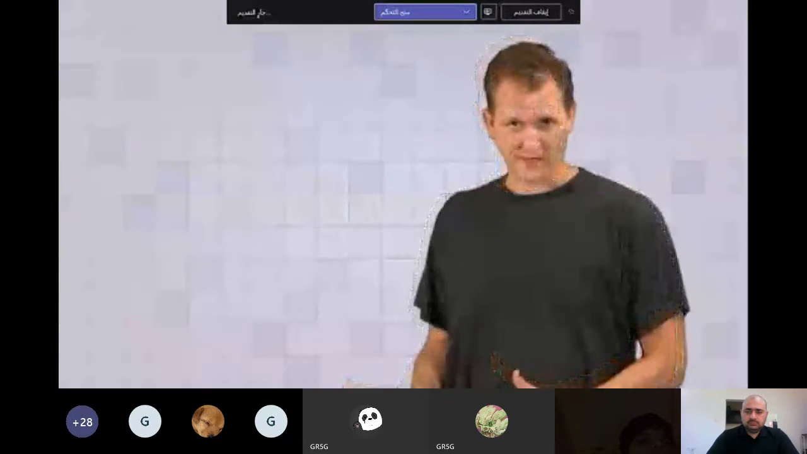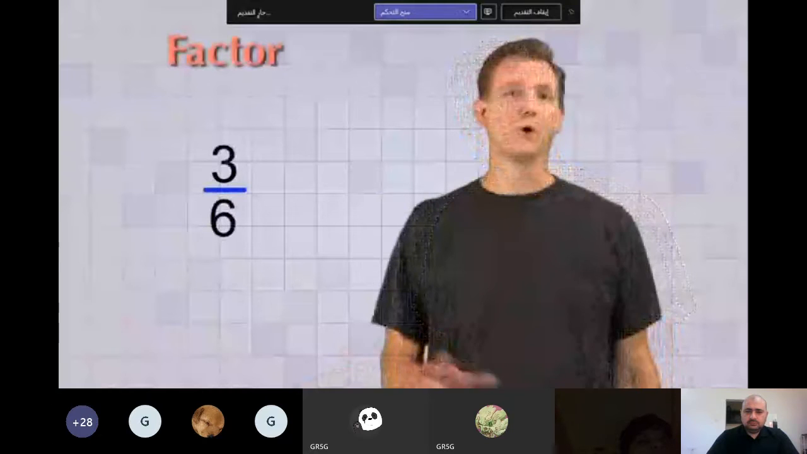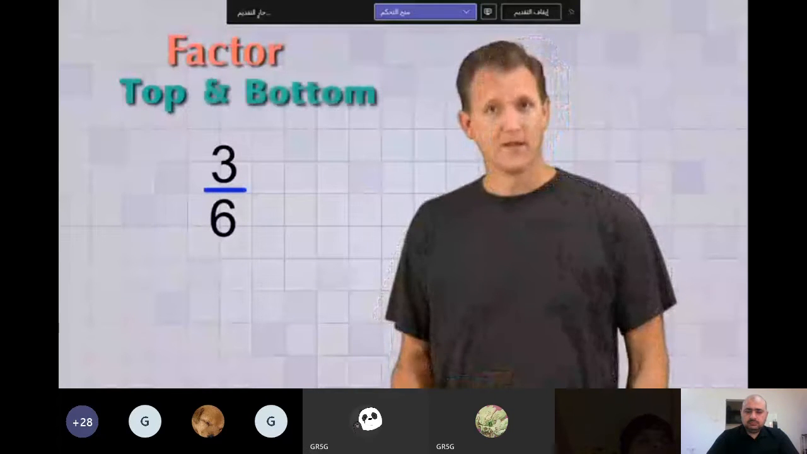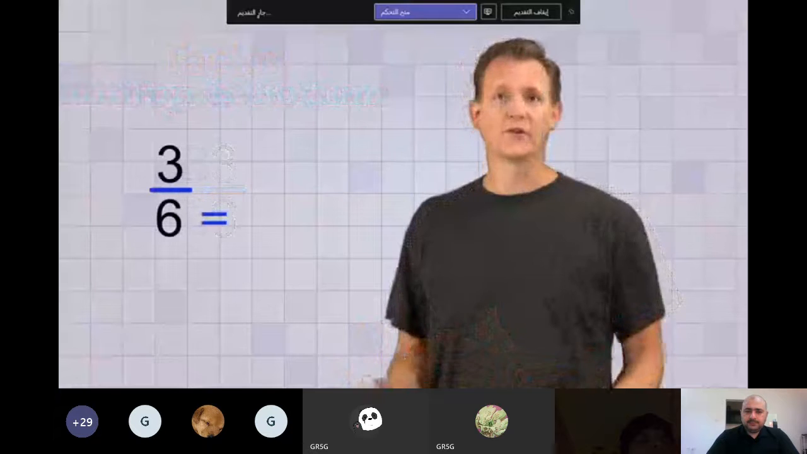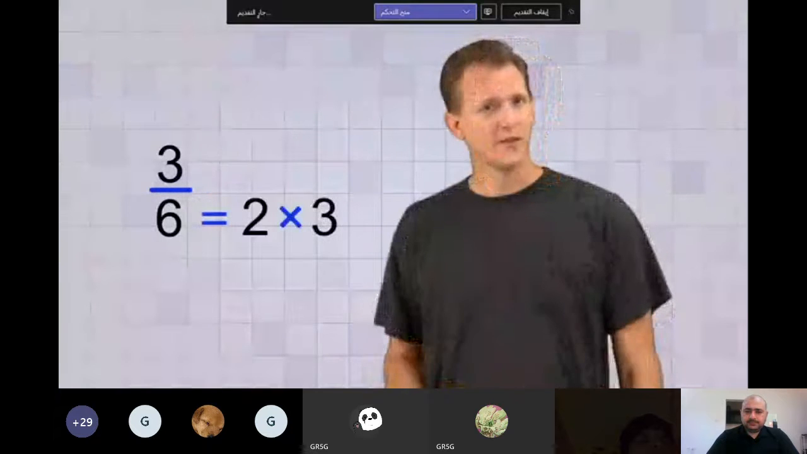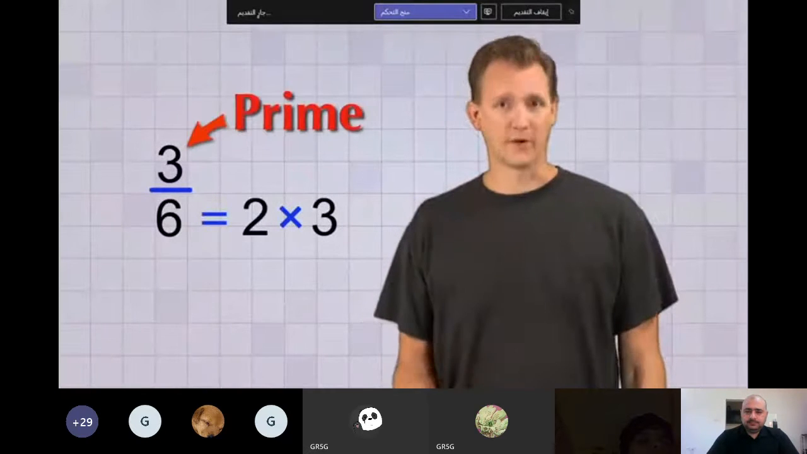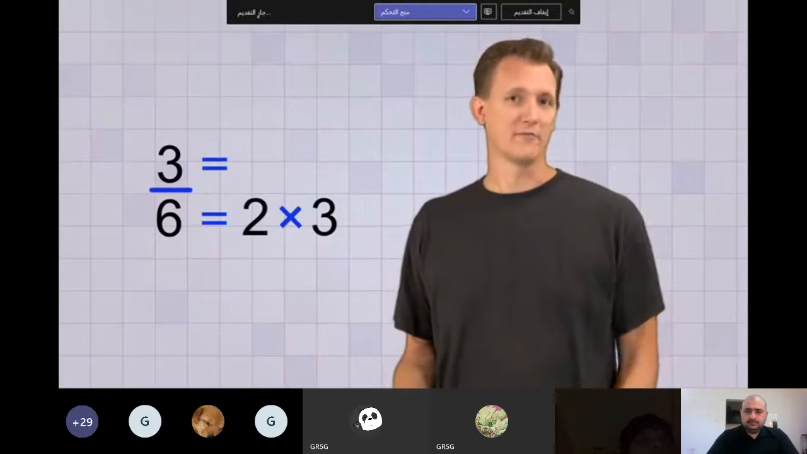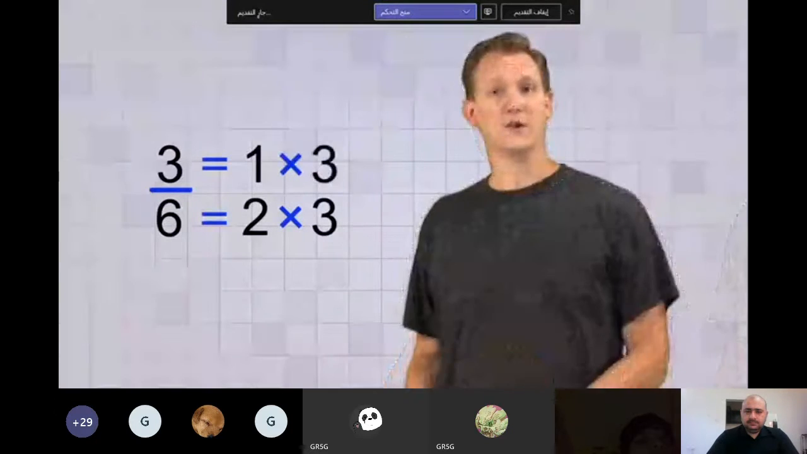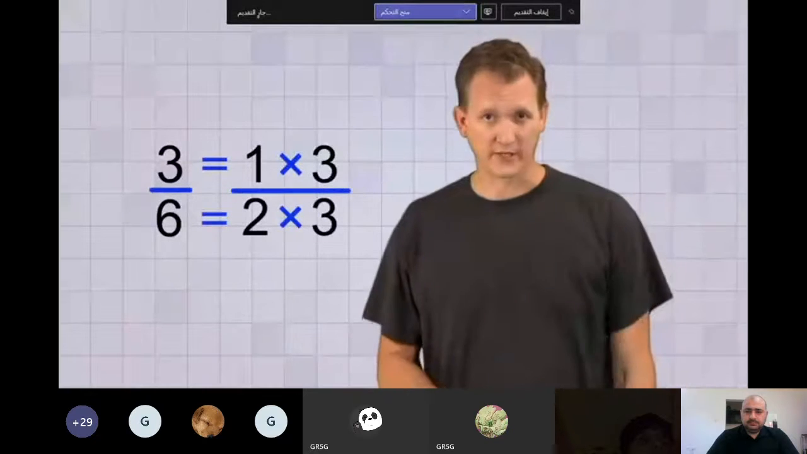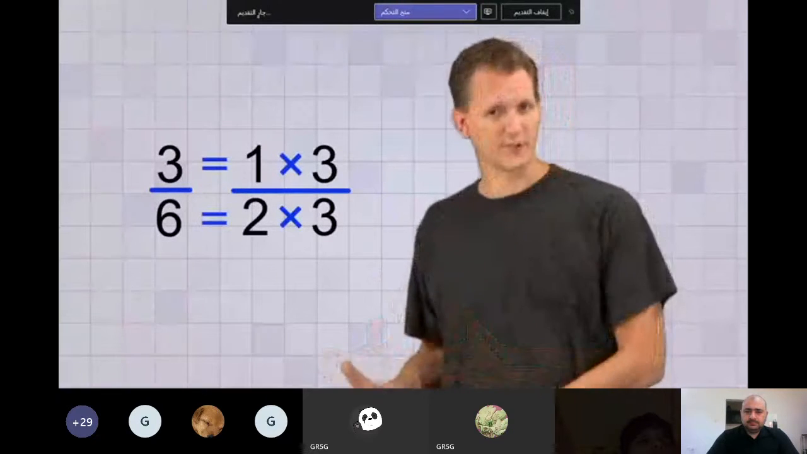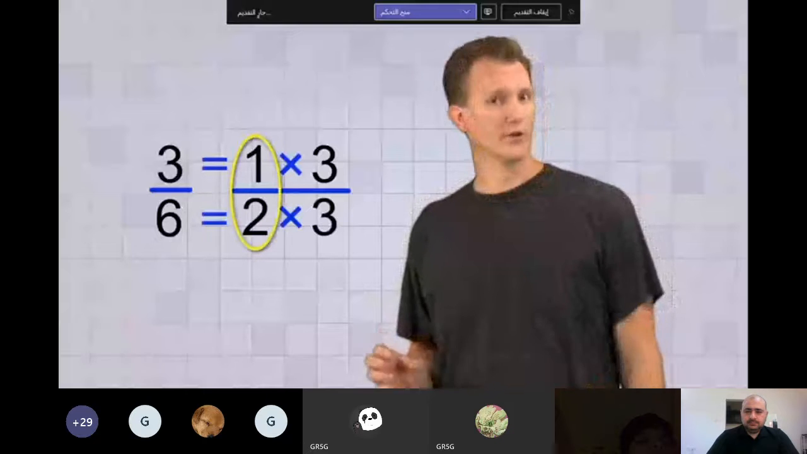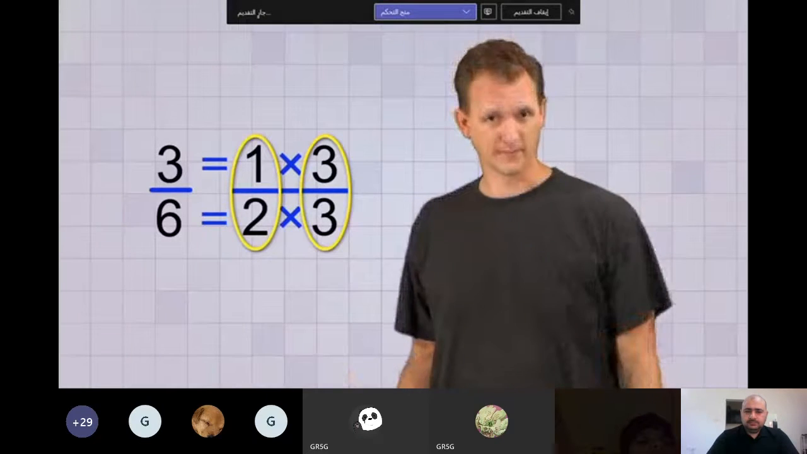Let's take our complicated fraction, 3 over 6, and factor both the top and bottom numbers. Now, the bottom number, 6, can be factored into 2 times 3. The top number, 3, is a prime number. Its only factors are 1 and itself. So we can write that as 1 times 3. There, we've rewritten our fraction using factoring, and now it kind of looks like two fractions being multiplied together. 1 over 2 times 3 over 3.